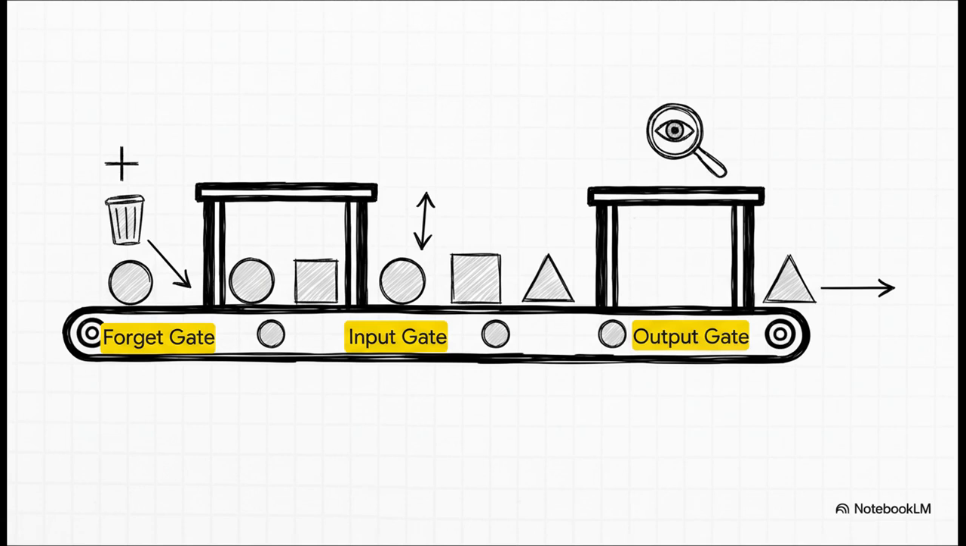It's managed by 3 really smart gatekeepers. And these gates, they're actually tiny little neural networks themselves. And their whole job is to learn what to do. They learn what old information to throw off the belt, what new stuff to let on, and which piece of information on the belt is the most important for making the very next prediction.